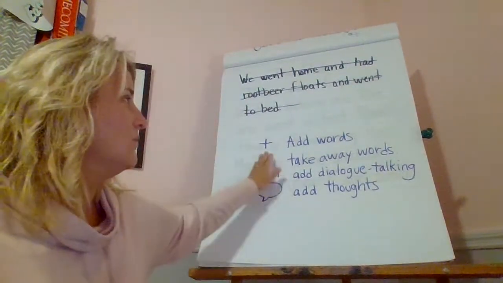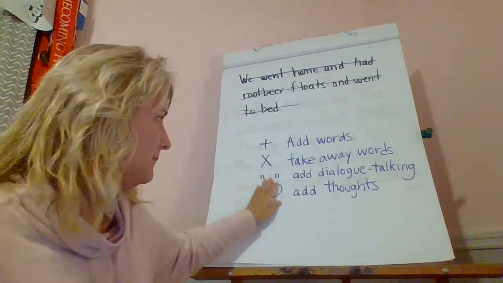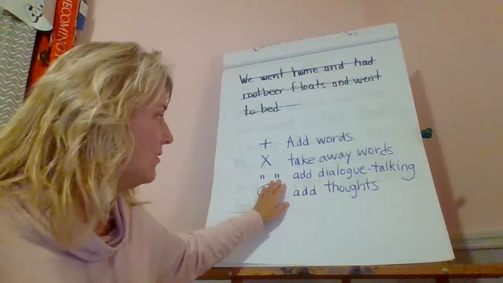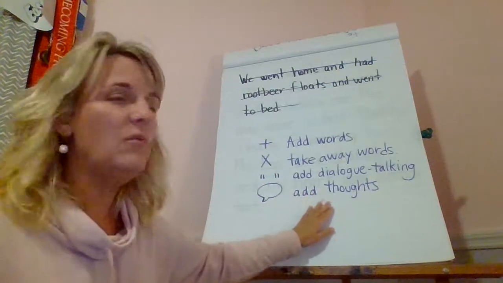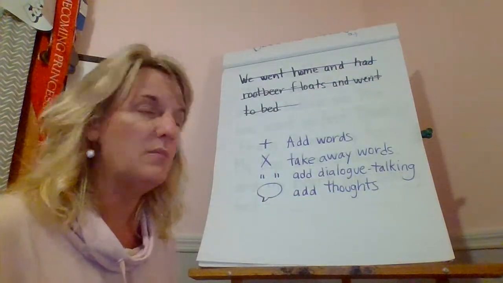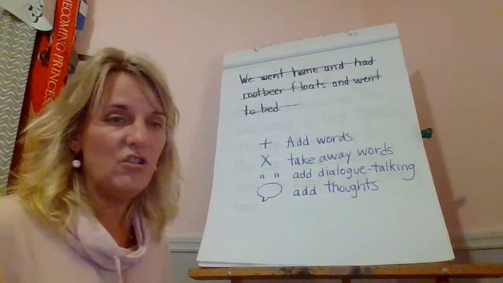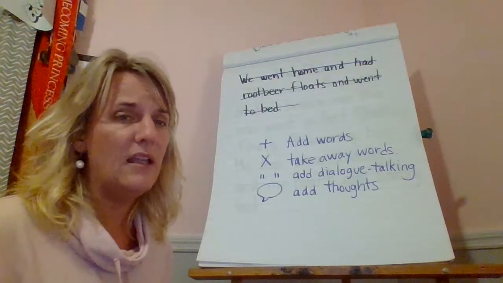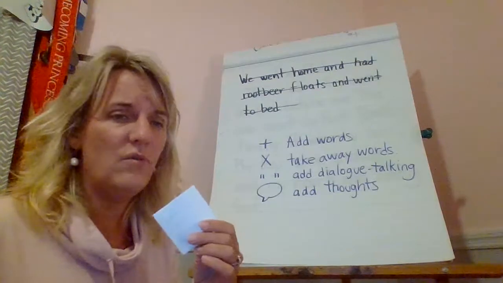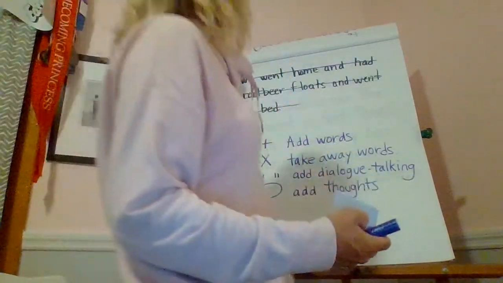If we want to add words, we're going to do a plus. If we want to take words out, we're going to add an X. If we want to add dialogue and people talking, we're going to put quotation marks. And if we want to add one person speaking or what they're thinking, we're going to add a speech bubble. So I'm going to go back to my story about the girl getting lost and show you how I'm going to add some of those to my story. I'm not going to take time to make all the changes. I'm just putting a sticky note with those symbols where I think I want to add something or change it.